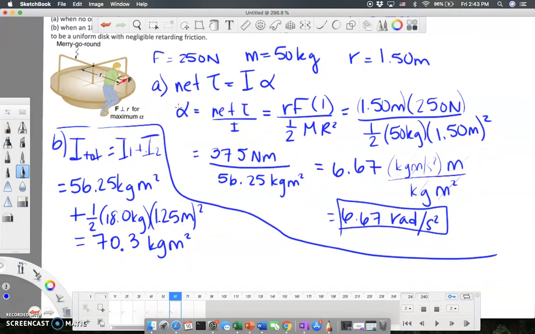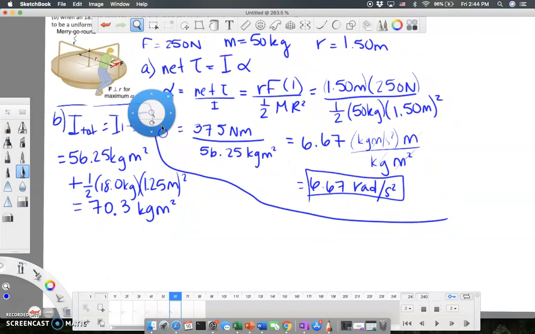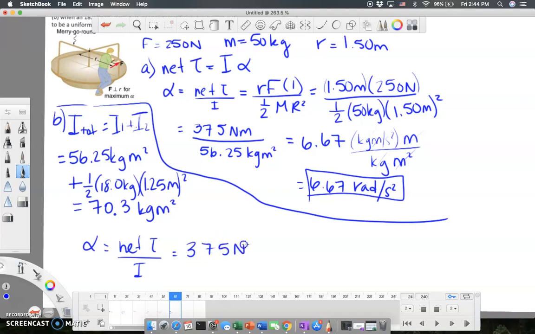And now let me go ahead and plug this other stuff in. We have our alpha equals our net torque over our inertia. It's going to be the same on top, so it's 375 newton meters divided by 70.3 kilogram meters squared, and that is going to give me 5.33 radians per second squared.